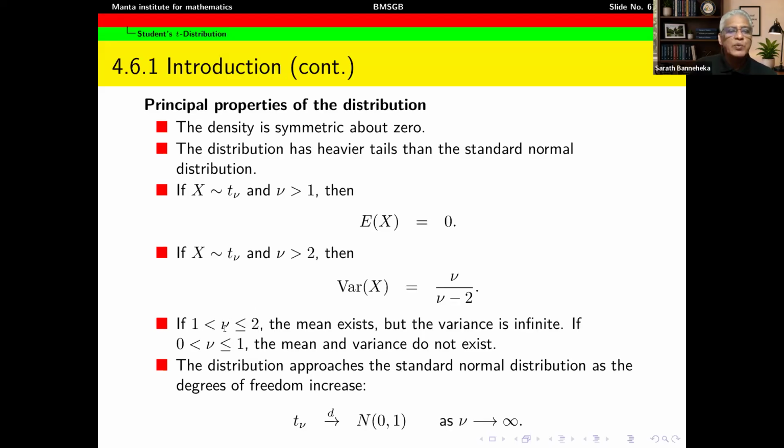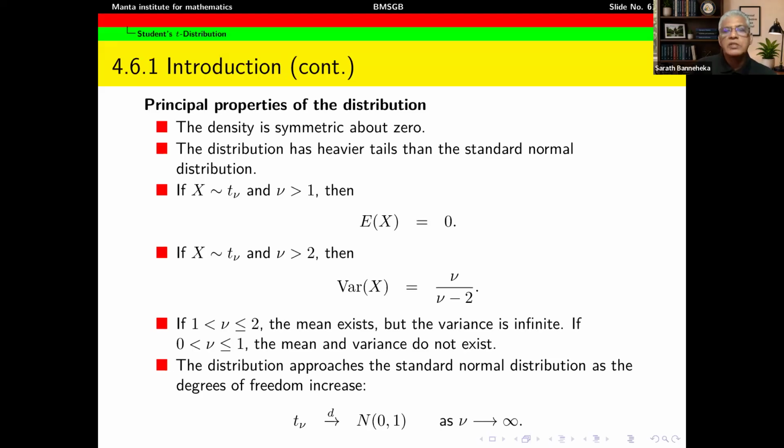But if nu is between 1 and 2, greater than 1 and less than or equal to 2, the mean exists. But in that case, the variance is infinite. So the variance is finite only if nu is greater than 2. If nu is between 0 and 1, not only when nu is equal to 1, the mean and the variance both do not exist.